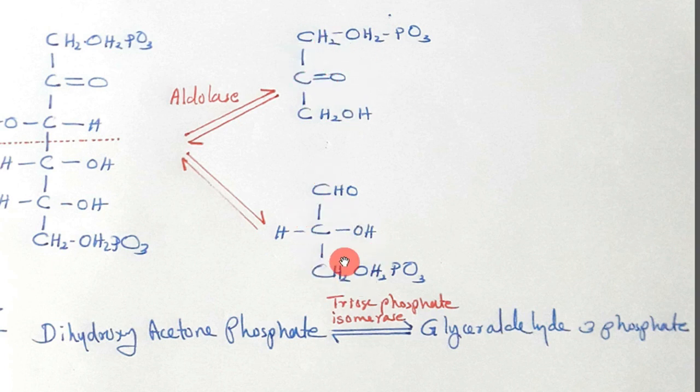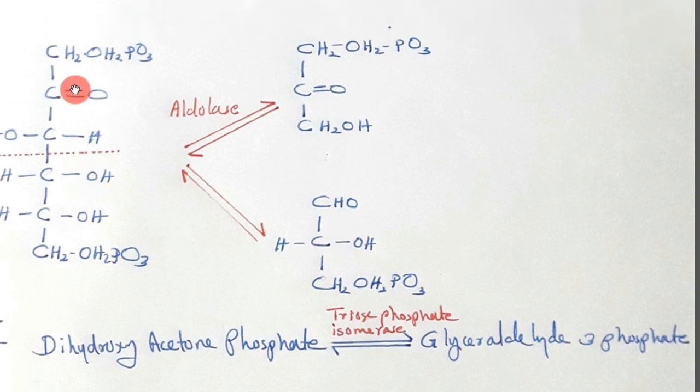This one is glyceraldehyde 3-phosphate, and the other is dihydroxyacetone phosphate. Here, in the fructose 1,6-bisphosphate, there are two phosphates, one at the first carbon and the other at the 6th carbon. When it is cut into two pieces, one phosphate goes to glyceraldehyde 3-phosphate and the other phosphate goes to dihydroxyacetone.